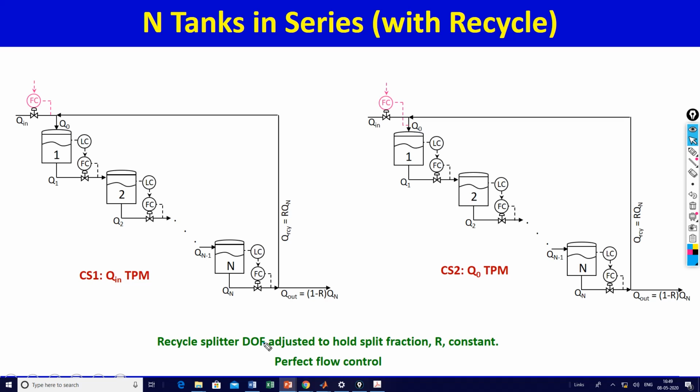By the way, the recycle splitter degree of freedom is adjusted to keep R constant. There's a degree of freedom associated with the recycle, and what we are saying is the split is fixed. R is fixed, so I have not shown a valve there. If there was a valve, we will adjust that valve to keep that ratio fixed. Of course we are assuming perfect flow control as we did for the single tank and tanks in series. So these are the two assumptions that we have.